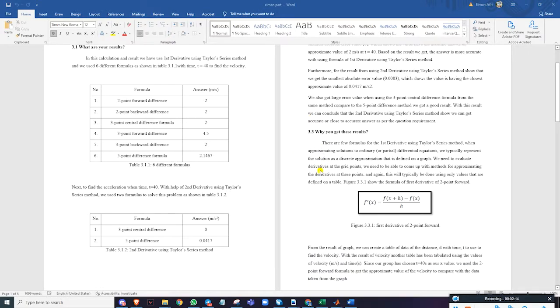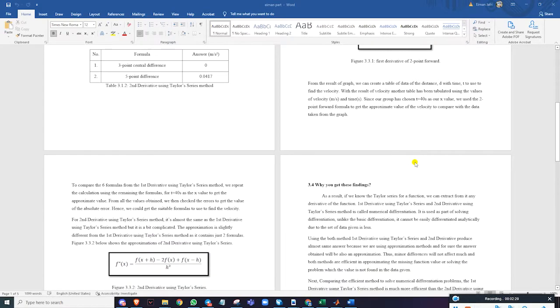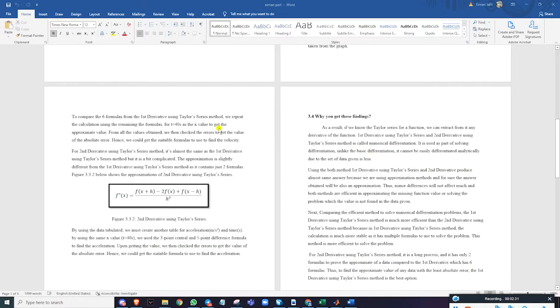So why do we get this result? There are a few formulas for differentiation using the Taylor series method, and we typically represent the solution as a discrete exponential that is defined on a graph. So basically, we compare all the 6 formulas from the first derivative using the Taylor series method. We repeat the calculation using the remainder formula for t equal to 40 seconds as the x value to get the approximate value.